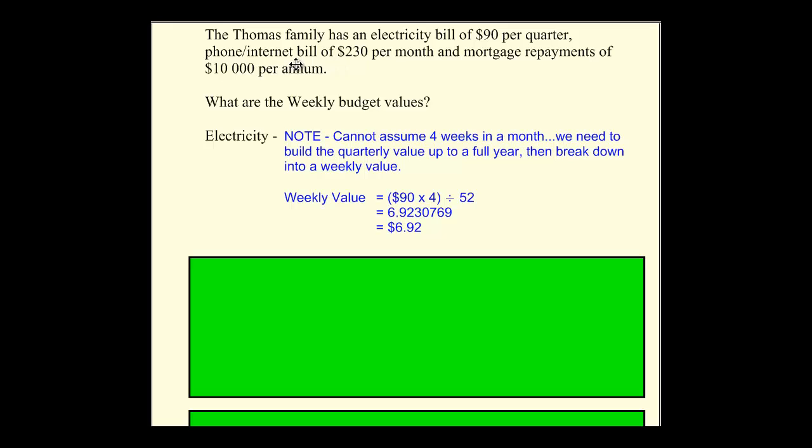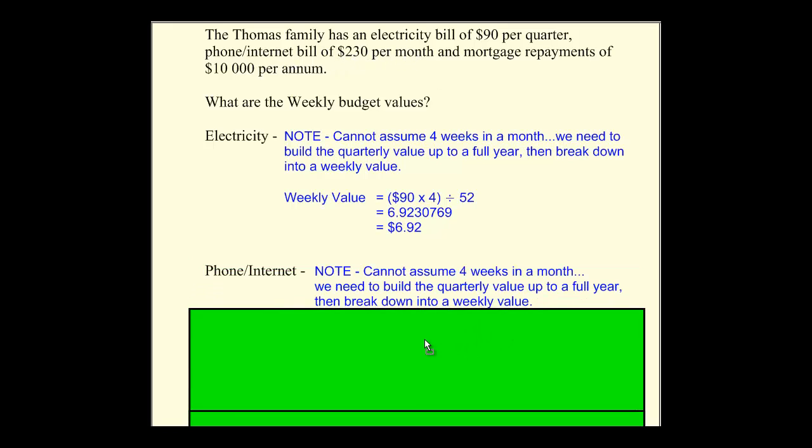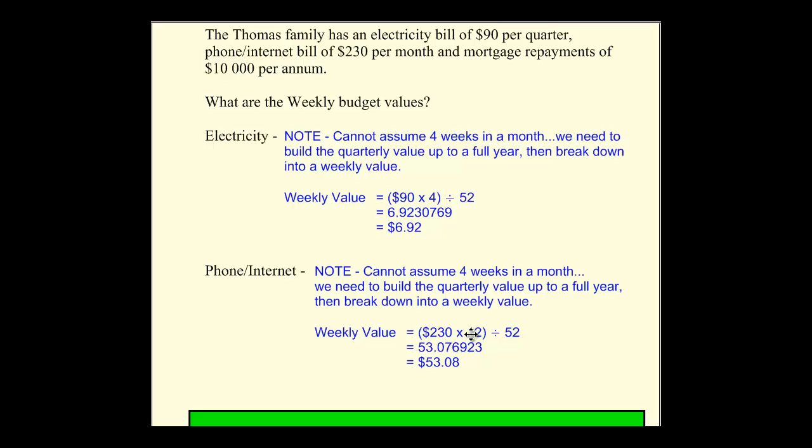Alright, the phone and internet bill is $230 per month. Again, we can't assume 4 weeks in a month. So we need to build this $230 up to a yearly value by timesing it by 12, and then divide it by 52 to get it per week. It comes in at a lengthy decimal, and again we need to realize that we can only pay to 1 cent, which is 2 decimal places, so we round it off to $53.08.